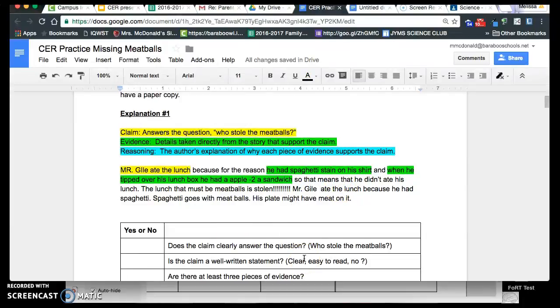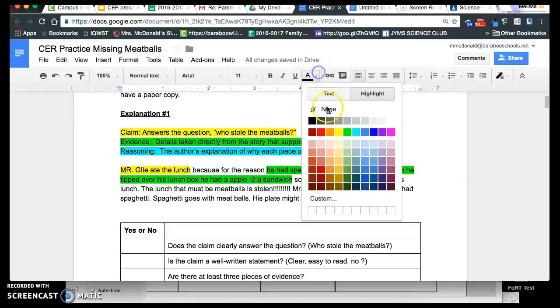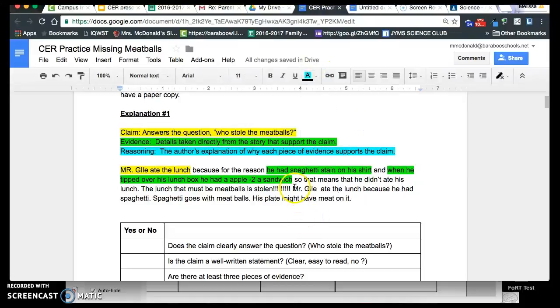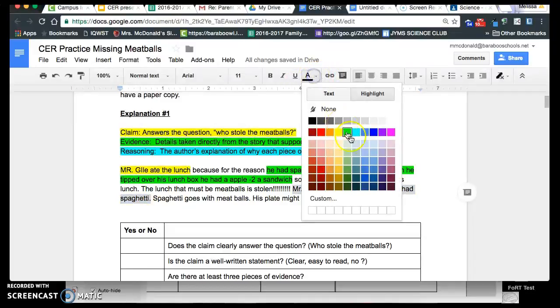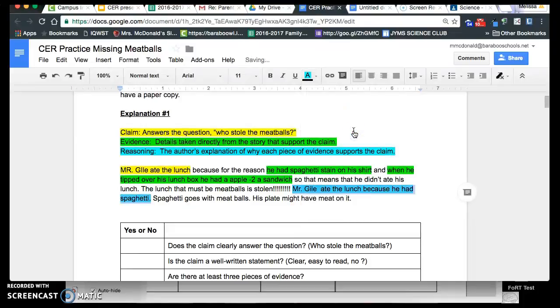So now I'm going to look for reasoning. And remember, reasoning explains why each piece of evidence supports the claim. So now I'm going to look for why they should explain to me why the spaghetti stain is important. And here I see some stuff about spaghetti. It doesn't quite make sense to me, but I think that's what they mean is the reasoning for why the spaghetti stain was important. I think they could have said it better, but I think that's what they meant their reasoning to be.